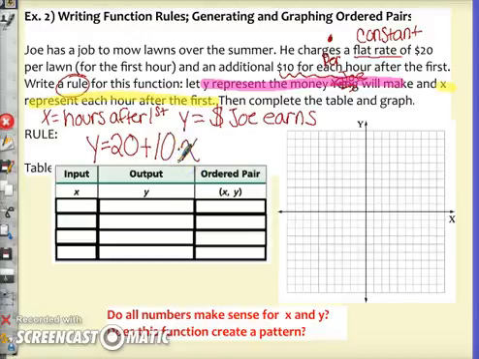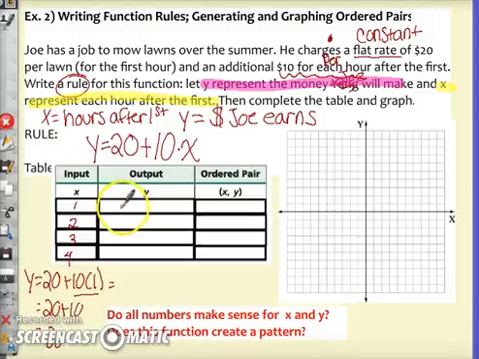So now we need to complete the table and graph. My input, remember, we can pick whatever we want to put in for X. I would not pick large numbers that make it very challenging. So let's go ahead and maybe put 1, 2, 3, and 4. Now to find our output, you're going to go ahead and substitute it in. For plugging 1 in, you have Y equals 20 plus 10 times 1. 10 times 1 is 10, so you get 20 plus 10, which equals 30. So you have 1 comma 30.